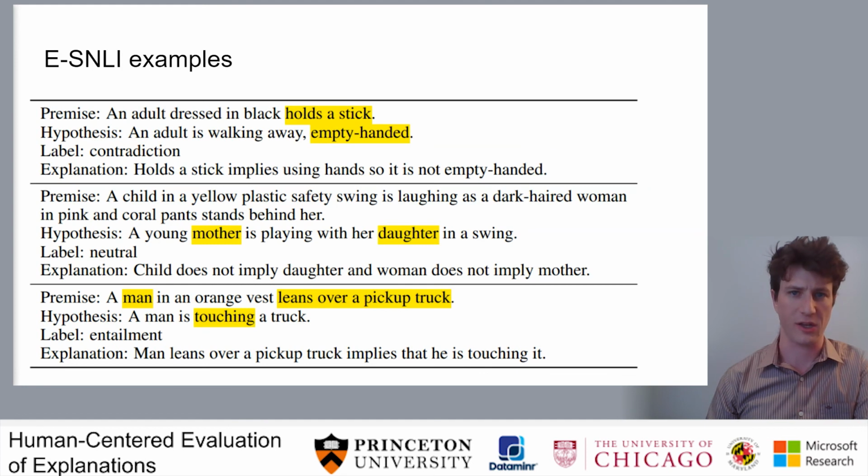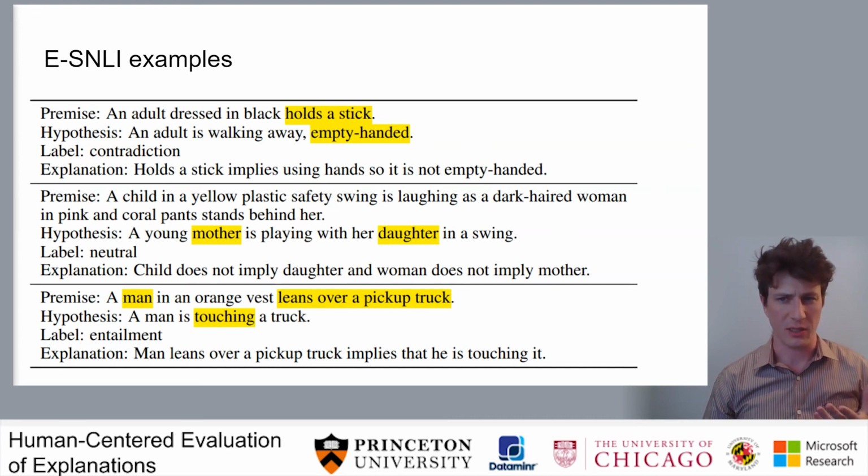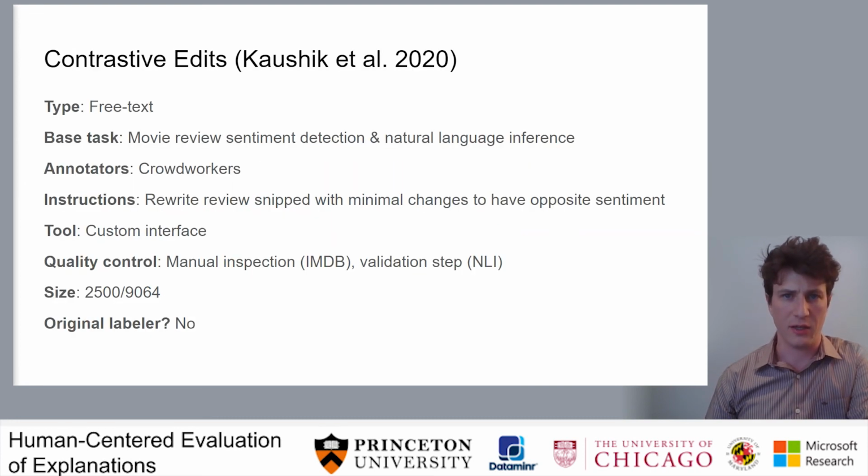Here are several examples. As you can see, each free text explanation includes the tokens highlighted in the premise and hypothesis sentences, which will definitely have the effect of anchoring them in the input, but leads to some slightly awkward grammar in those free text explanations. Finally, the Contrastive Edits dataset released by Kaushik et al.